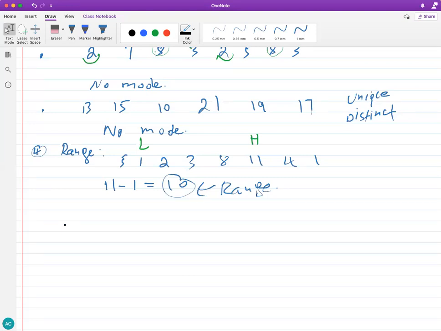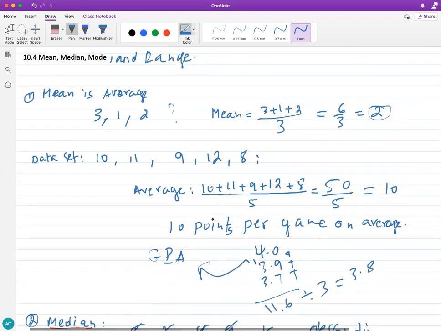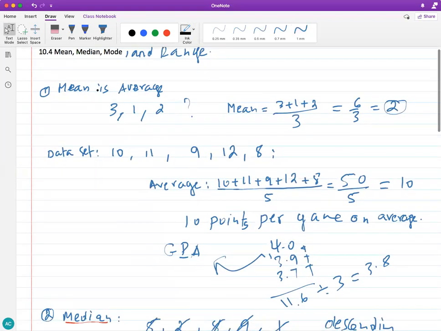Okay, so those are basically your basic terms here. We start with the mean, which basically just means average. It's the exact same thing. Then the median, the mode, and the range.